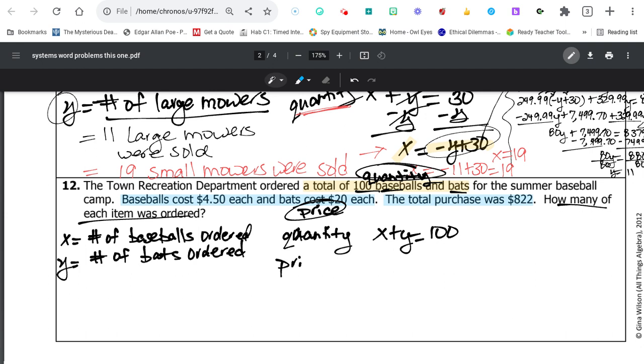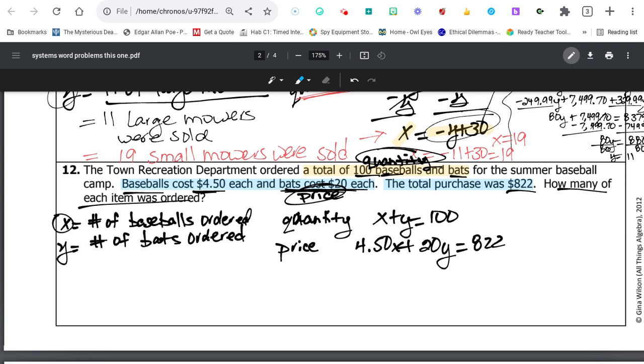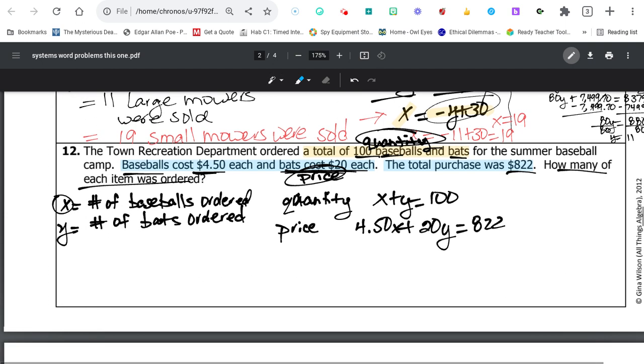All right, let's do price. So what was the price altogether? It was $8.22. Well, to get the price, I need to take the $4.50, the coefficient for baseballs, and put it with X because that's baseball. So that's $4.50X plus 20 will go with the bats. So a cost of 20 for each Y bats. And I know the total price was $8.22. So that's my price equation. So I got my quantity equation and my price equation.